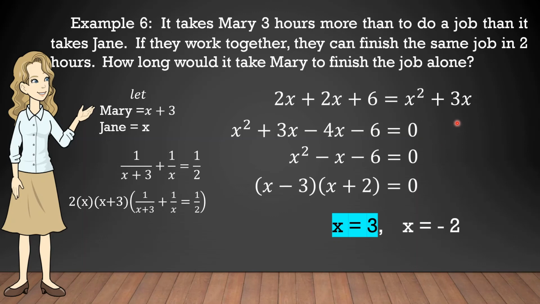Then, we're going to transform into standard form. So, we have x squared copy, plus 3x copy. 2x plus 2x is positive 4x. When we transpose, it becomes negative 4x. And then positive 6 becomes negative 6 is equal to 0. So, we have x squared minus x minus 6 is equal to 0. So, the factors are x minus 3 times the quantity of x plus 2 is equal to 0. X minus 3 becomes x is equal to positive 3. And x plus 2 gives x is equal to negative 2. So, we are going to get the positive value, 3.